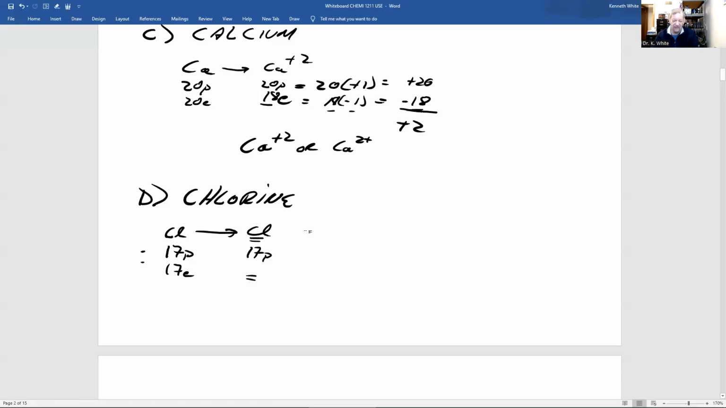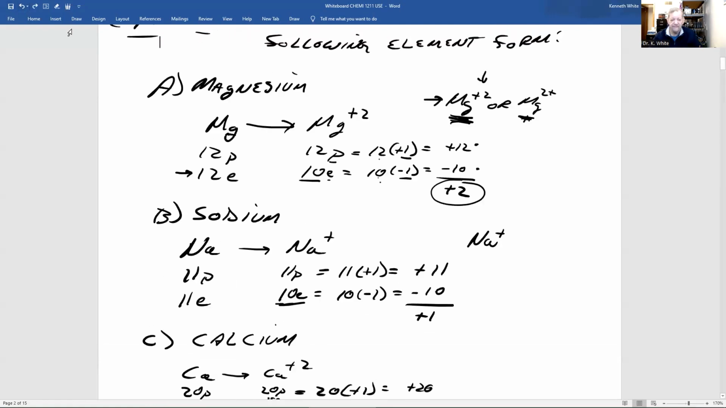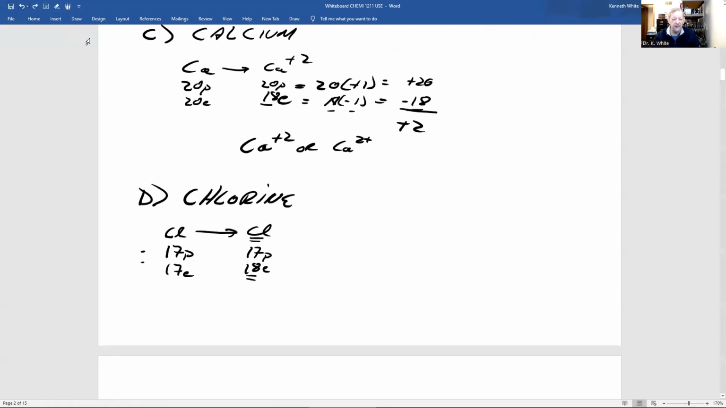So it wants to have 18 electrons. It gains electrons some way. And I'll show you how things lose and gain electrons, if not today, next week. Probably next week. Maybe today. So, time to do some math.